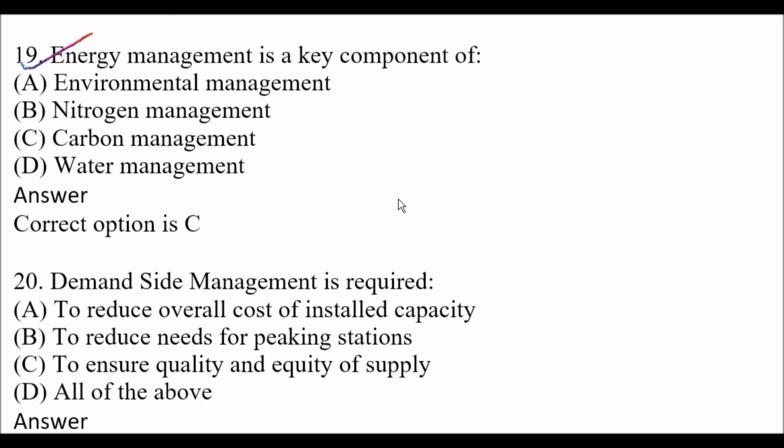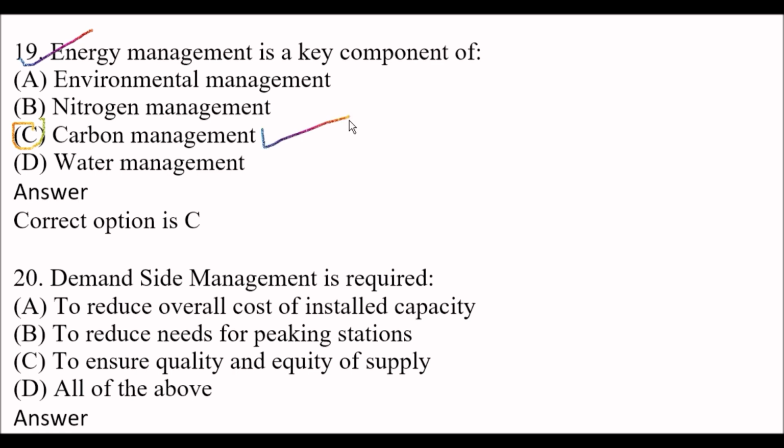Next question. Energy management is a key component of: option A, environmental management. Option B, nitrogen management. Option C, carbon management. Option D, water management. Right answer is option C, carbon management. Okay, energy management is a key component of carbon management.